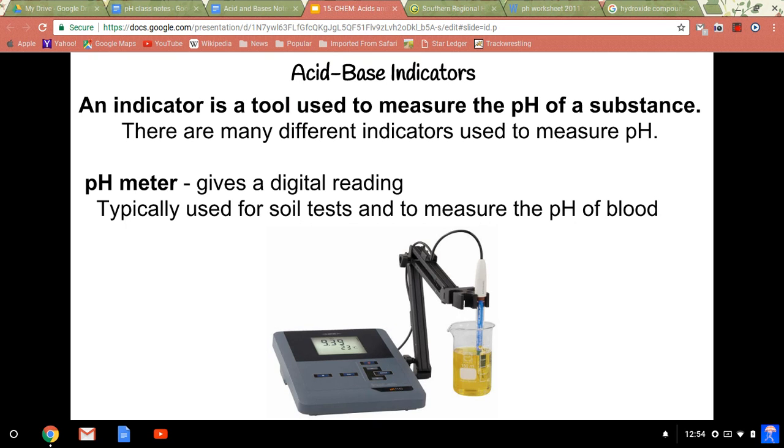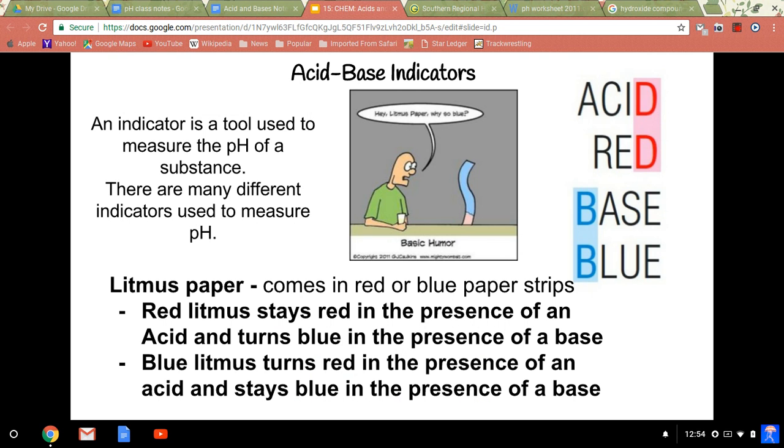The indicator is used to measure the pH of a substance, and there's many different types of indicators that you can use. A pH meter is one. It gives you a digital reading and is probably by far the most accurate. This is something that they use for soil tests and even to measure the pH of blood. Litmus paper, we've talked about a little bit.